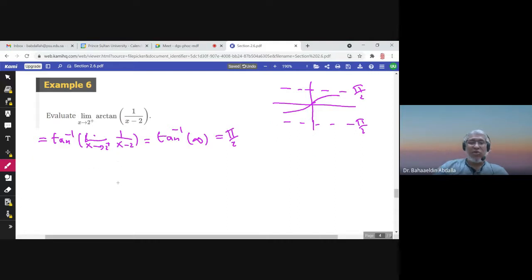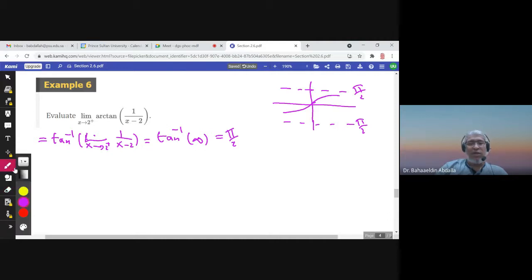Maybe writing it or solving it like this is not really okay, because the limit can go inside only if the limit of 1 over x minus 2 exists. But you can say, if you like, that this limit is exactly equal to the limit of tan inverse u, when u approaches infinity, where u is 1 over x minus 2. And you can solve it in another way. It would be more mathematical and acceptable.